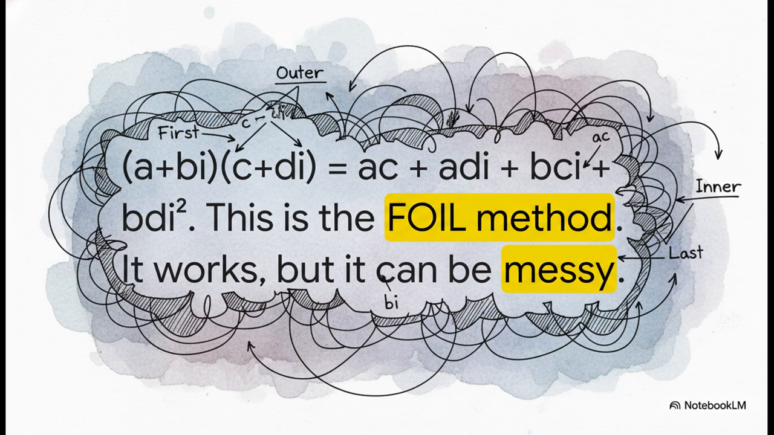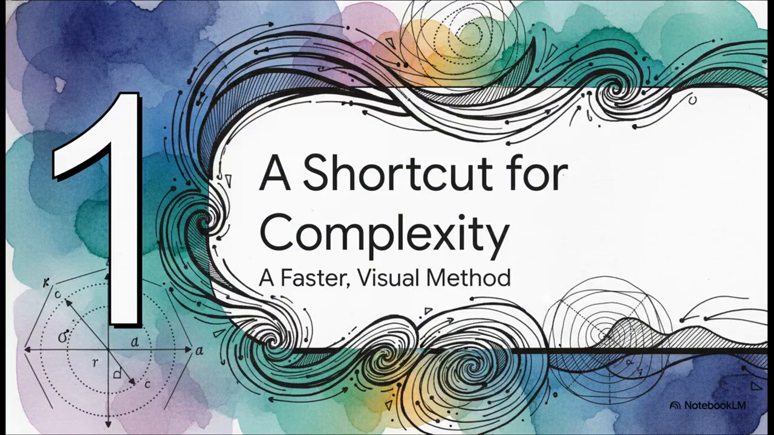You've got to multiply every single term, then you have to remember that i squared is -1, then you've got to combine all your like terms. It's a lot. But what if I told you there's a much, much better way? Well, guess what? There is. And this shortcut we're about to look at, it isn't just faster. What's really cool is that it gives you a much deeper, kind of visual feel for what's actually going on when you multiply or divide these numbers.